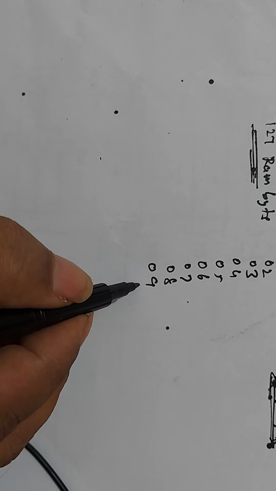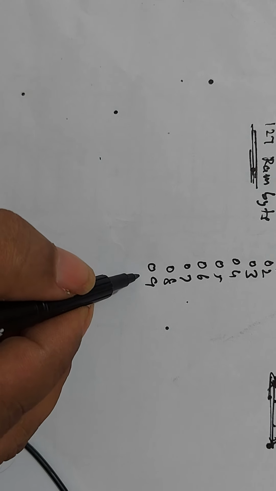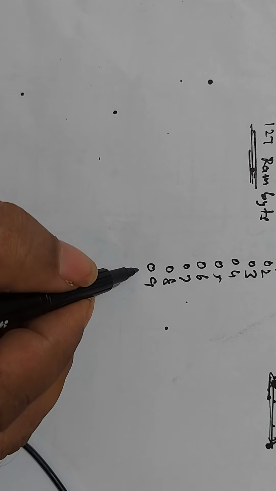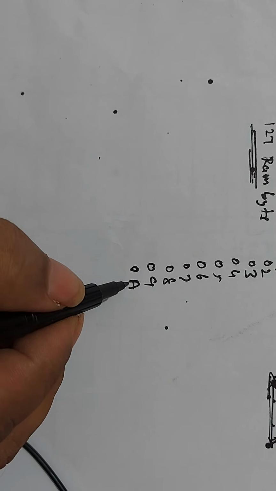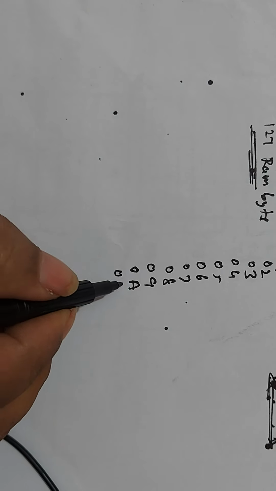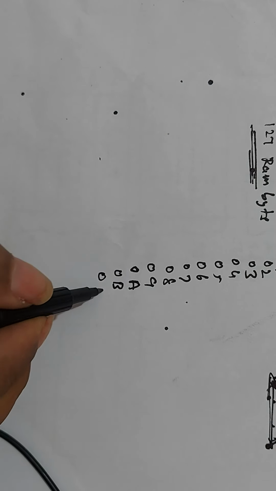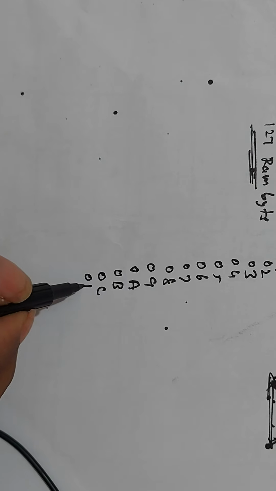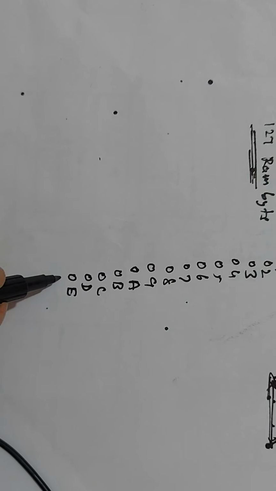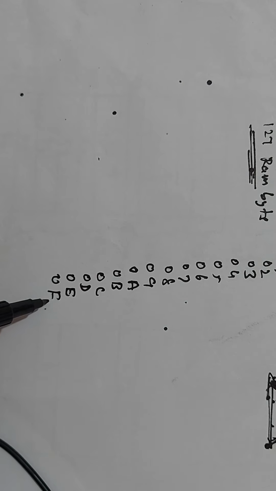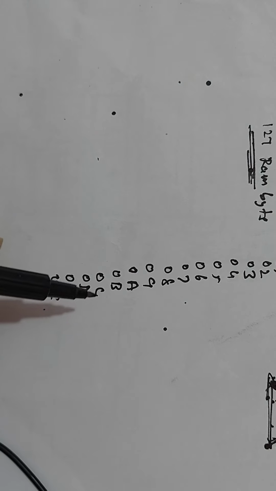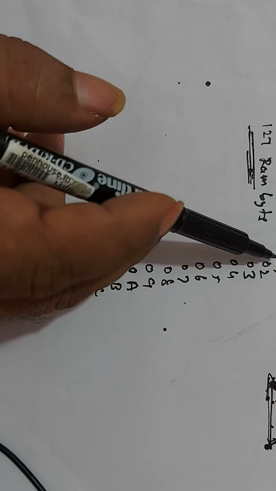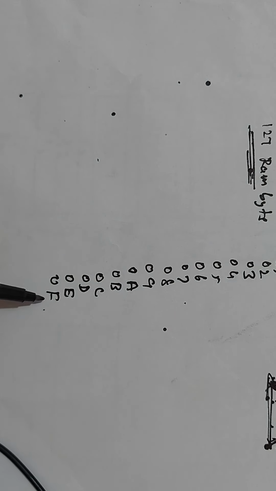Since all the bytes are represented by hexadecimal numbers, you will not write 10. Instead of writing 10, you will write the hexadecimal number, that is 0A. A is 10. 0B, B is 11. 0C, 0D, 0E, and 0F. 0F is the 15th byte address. So 00, 01 and so on up to 0F.